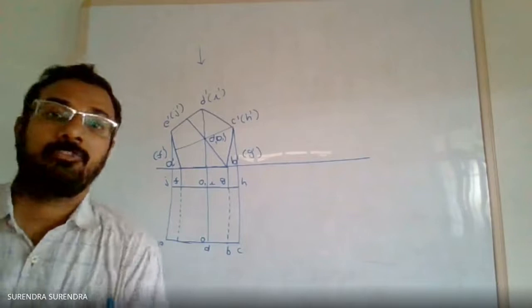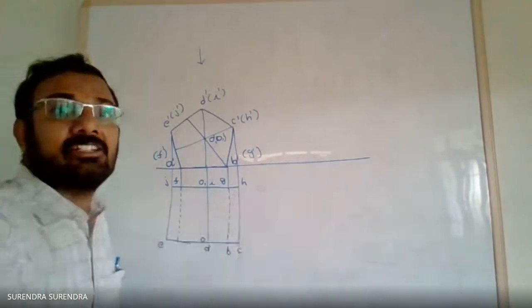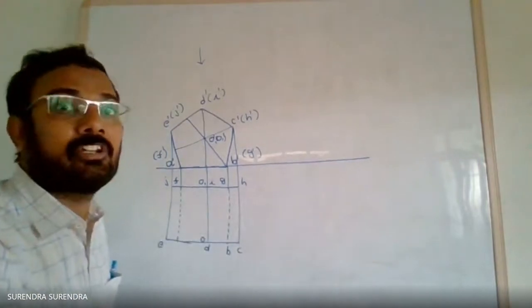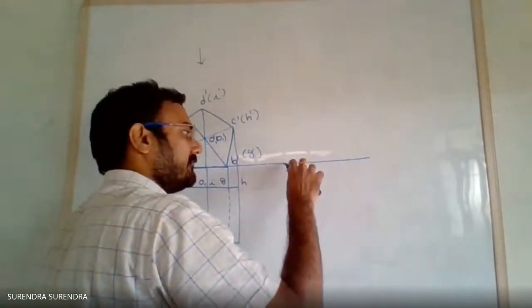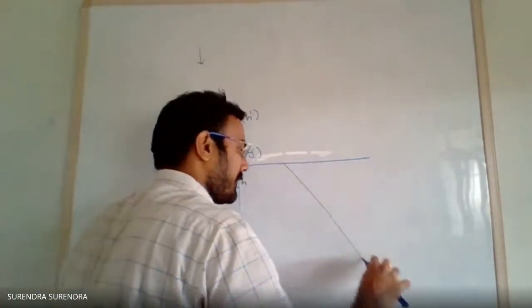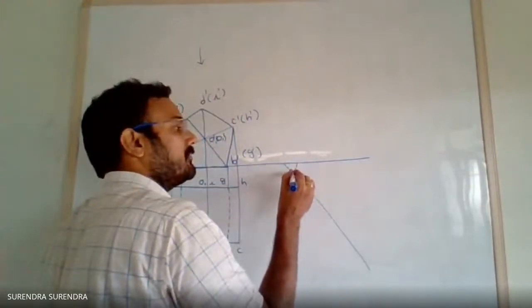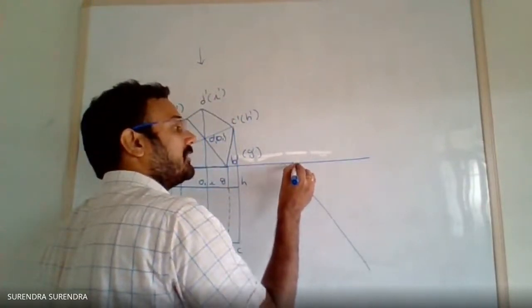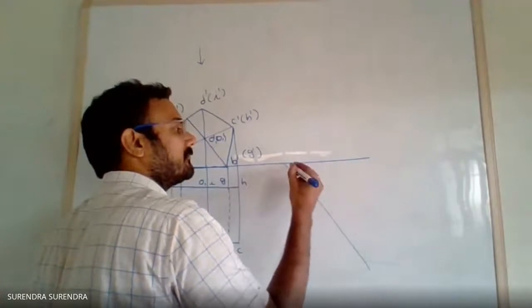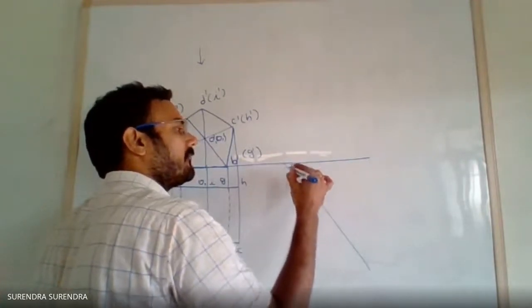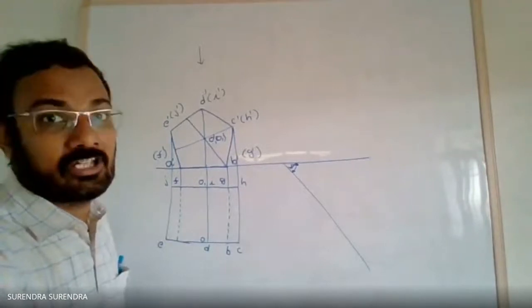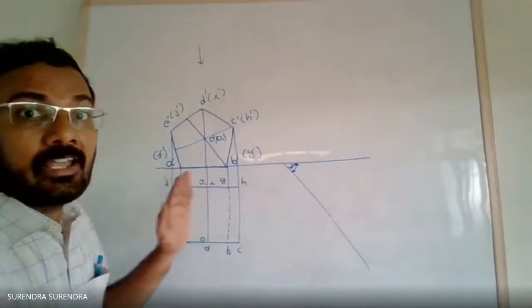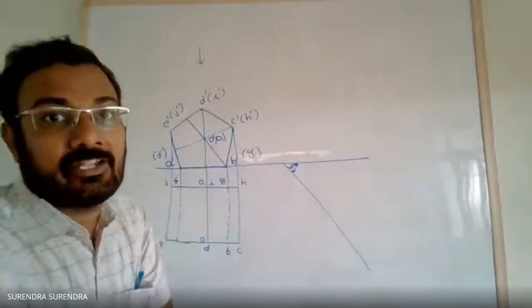Redraw the shape in top view, making the axis inclined at 40 degrees to the vertical plane. So first, draw an inclined line, inclined at 40 degrees to the vertical plane. On this line, construct the pentagon.